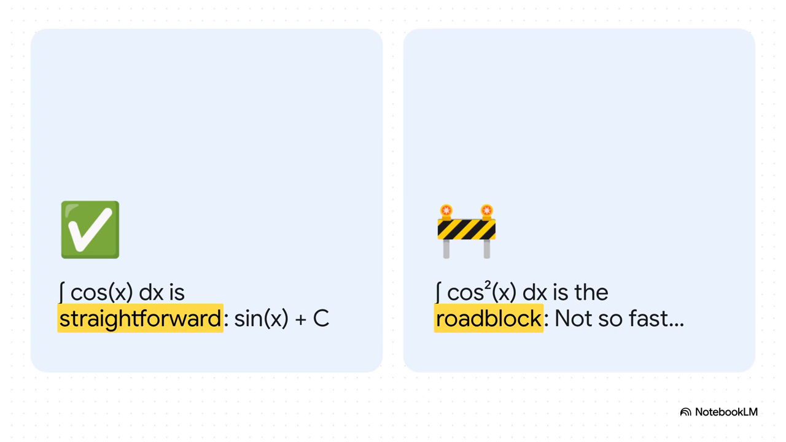If you just integrate a simple cosine of x, that's calculus 101. It's one of the first things you learn. But the second you add that little squared symbol, boom, the entire game changes. Your basic rules just don't work anymore, and you can't solve it directly. We need a whole new strategy.